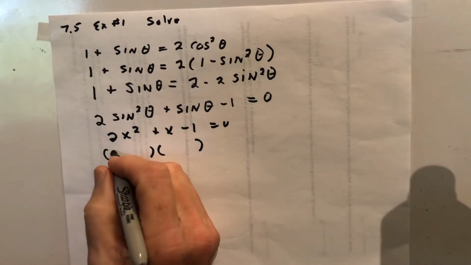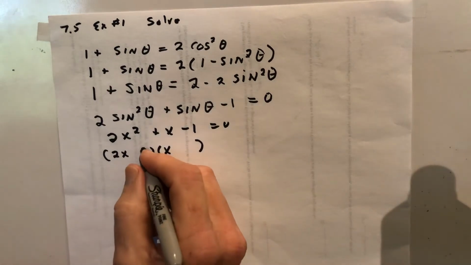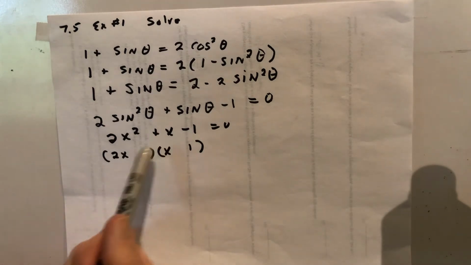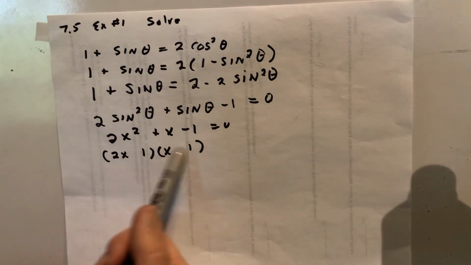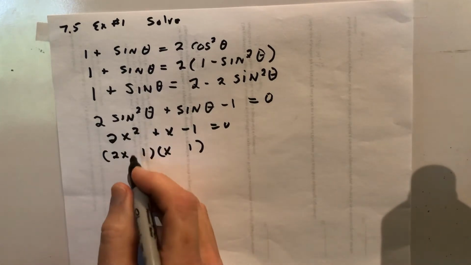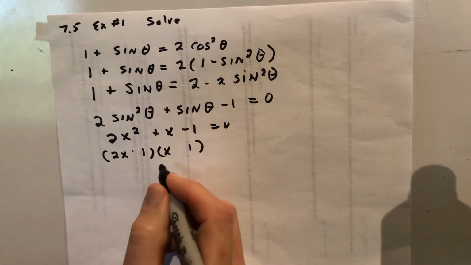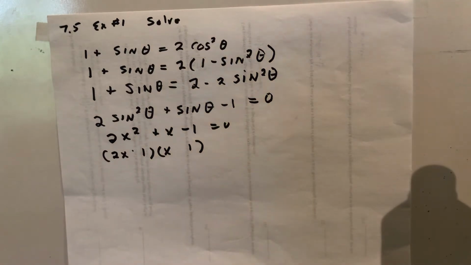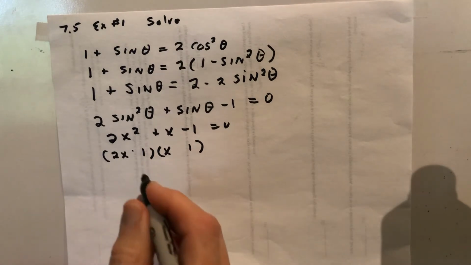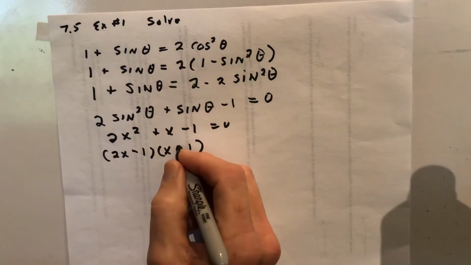2x squared has to be 2x and x. There's no other way to get 2x squared. And 1 has to be 1 and 1. But you just have to get the signs right. It's a negative 1, so these have to be different, and they have to add up to positive 1. So if I put a negative here and a positive here, that'd be 2 minus 1, and that would be a negative 1. So let's switch the signs around and put the negative 1 over here and the positive over here.